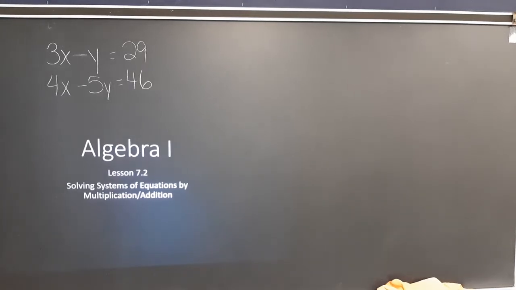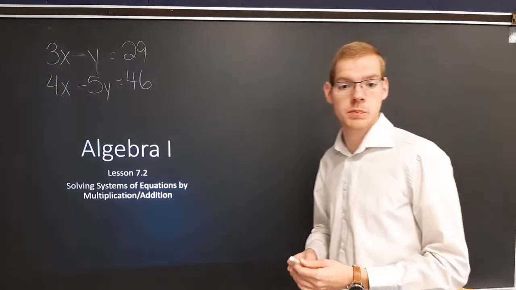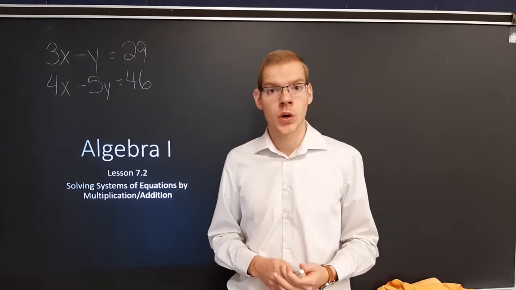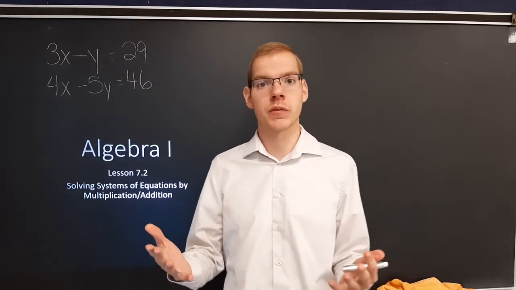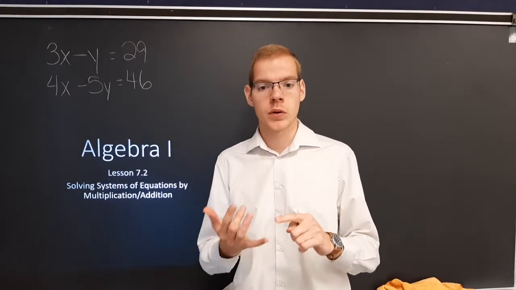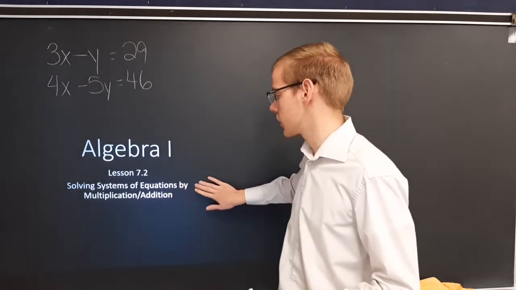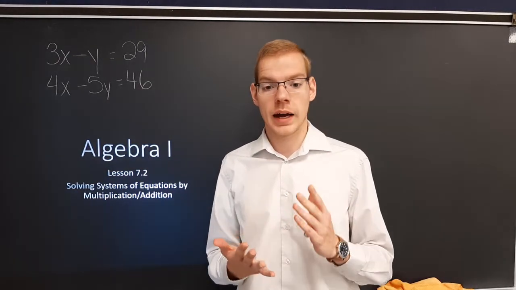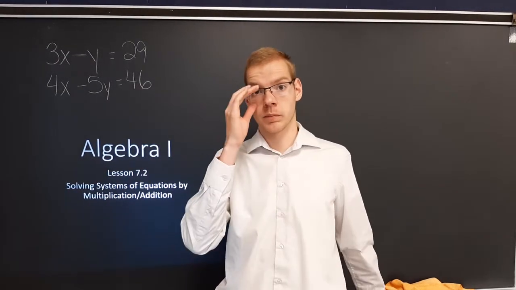Algebra Book 7, Lesson 2, Solving Systems of Equations by Multiplication and Addition. What we've done before, we've had two of these types at least. We've had solving systems of equations by substitution, and we've had addition and elimination.